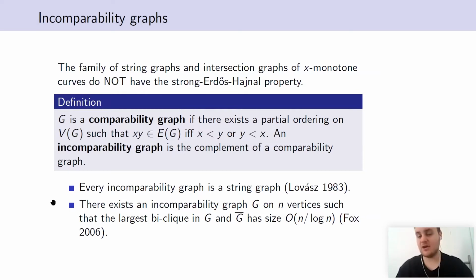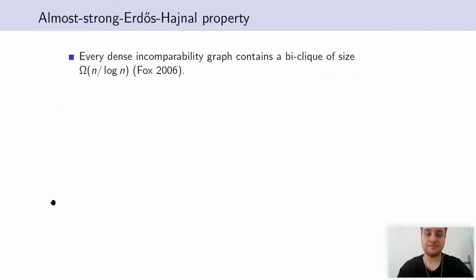But as you can see here, instead of linear size bi-cliques, we cannot find bi-cliques of size n over log n, which are almost linear. So maybe something close to linear still holds. So let me talk about this.